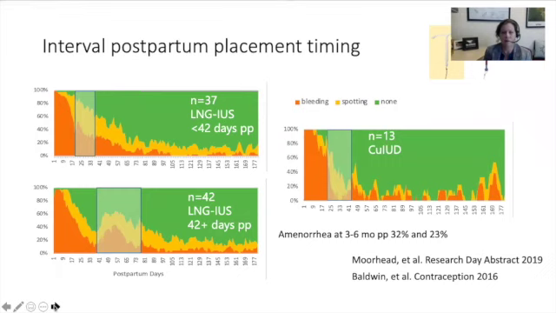And you can see a short-term increase in bleeding and spotting depending on timing of placement, which is in the shaded bars. Amenorrhea between 3 to 6 months didn't vary based on placement timing and was 32% overall for IUS and 23% for copper IUD, and most patients were lactating in this study.